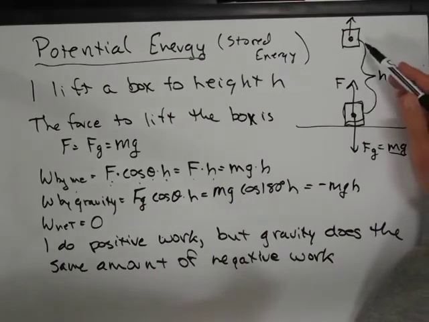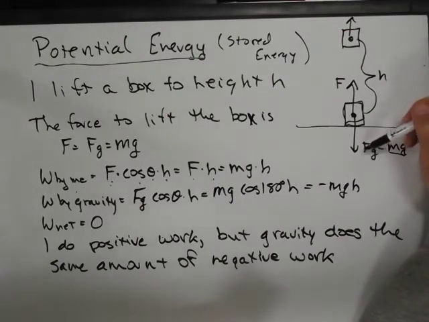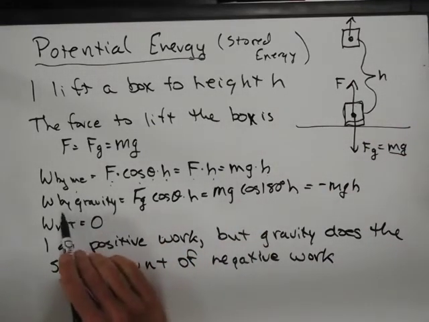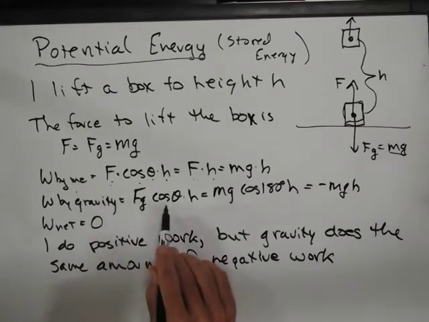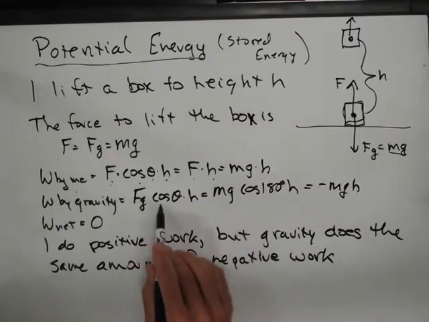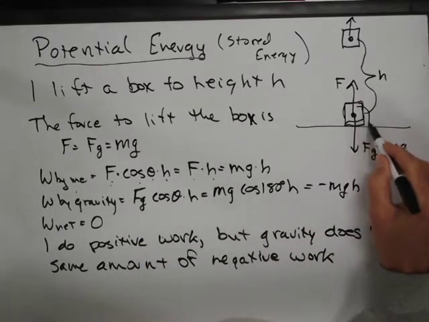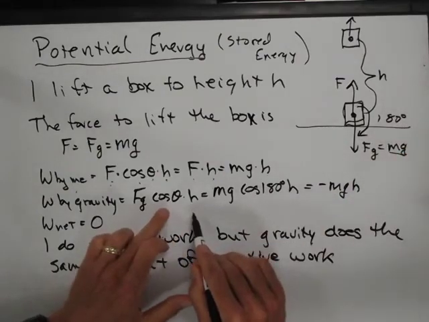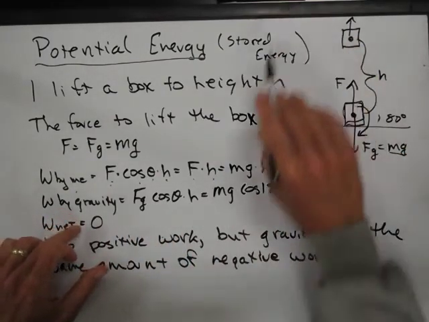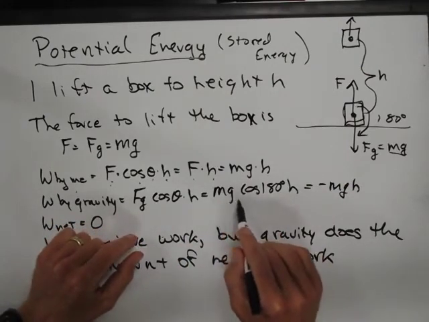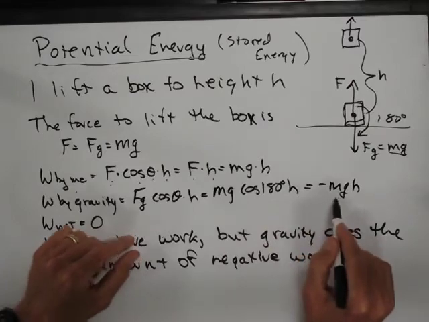Notice that at the same time, when I lift the box against gravity, gravity is pulling the other way. And so while I'm doing positive work, gravity is doing negative work. Here's the work gravity does. Work by gravity is force of gravity times cosine theta times the height, because that's the distance it goes. The angle, however, is 180 degrees now for the angle between gravity and the distance the object is going. Cosine of 180 degrees is -1, and so I get mgh times -1, or minus mgh.